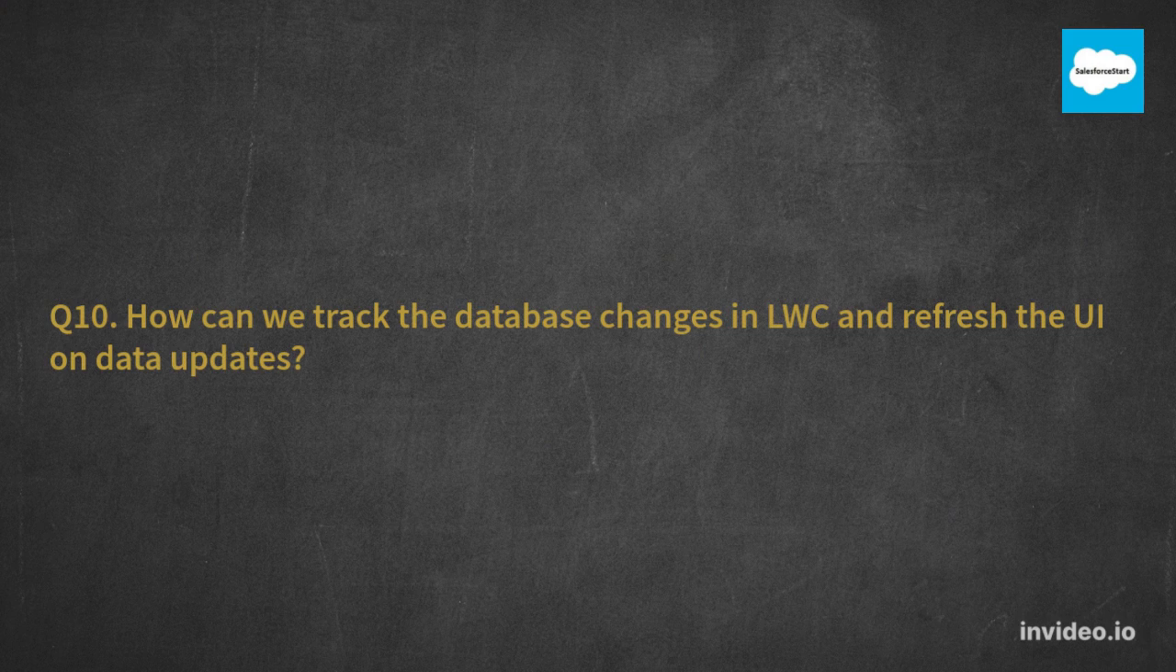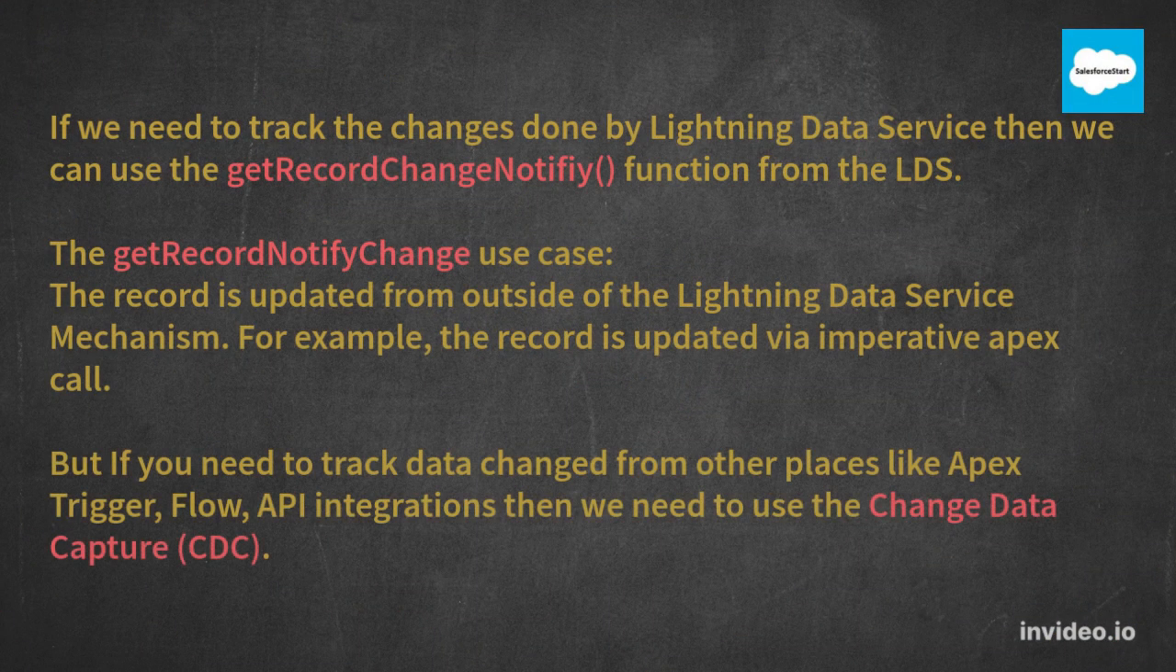Q10. How can we track the database changes in the Lightning Web Component and refresh the UI on data updates? If we need to track the changes done by Lightning Data Service, then we can use the notifyRecordUpdateAvailable function from the LDS. The use case: the record is updated from outside of the Lightning Data Service mechanism, for example, the record is updated via an imperative Apex call. But if you need to track data changed from other places like Apex Trigger, Flow, API integrations, then we need to use Change Data Capture, CDC.